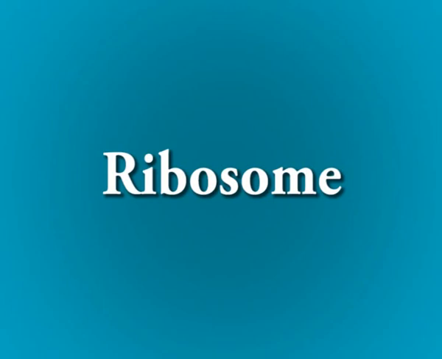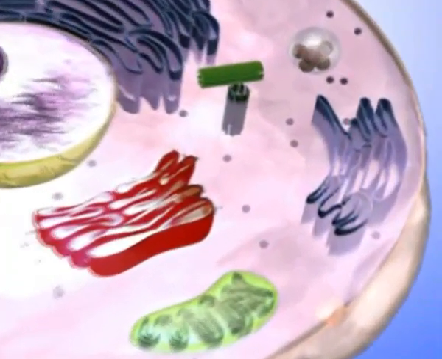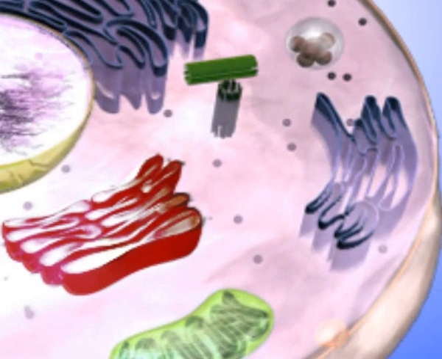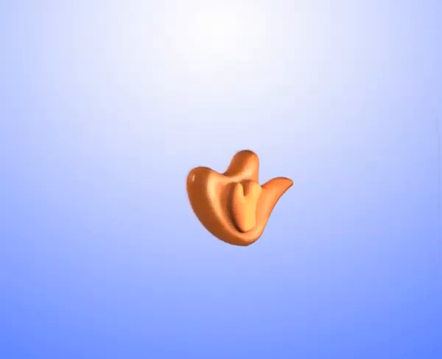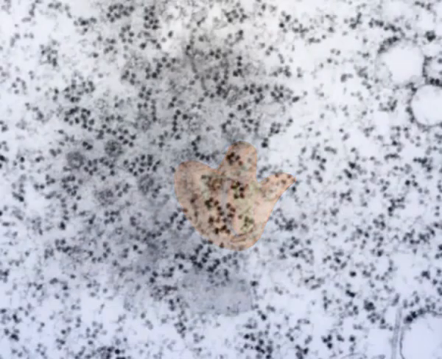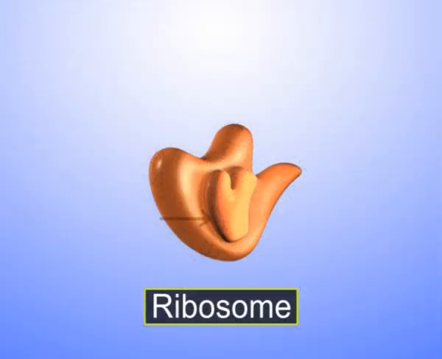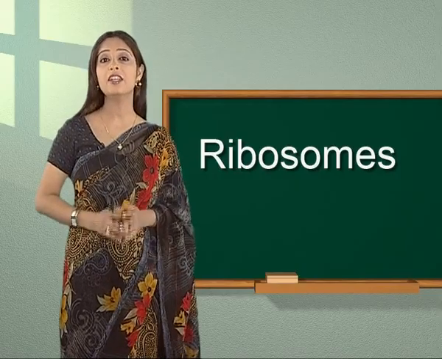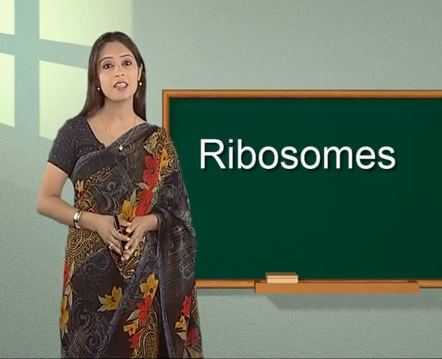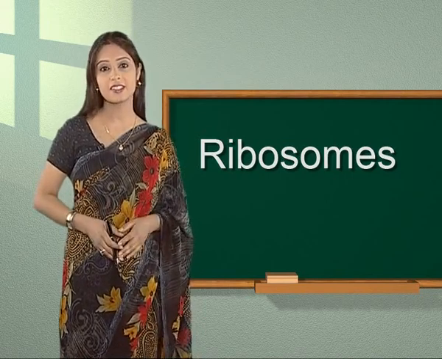Next was ribosomes. Ribosomes are cytoplasmic granules composed of RNA and protein, at which protein synthesis takes place. They were first observed by Palade in the electron microscope as dense particles or granules. Each ribosome is composed of two subunits. One is larger in size than the other. Ribosomes are non-membrane bounded particles where protein synthesis occurs.